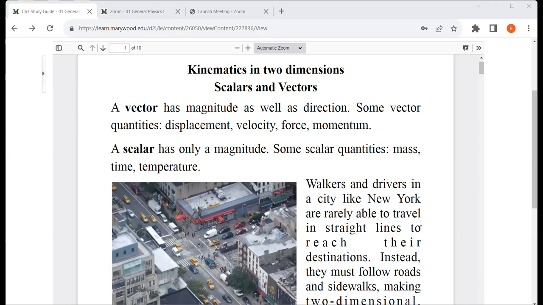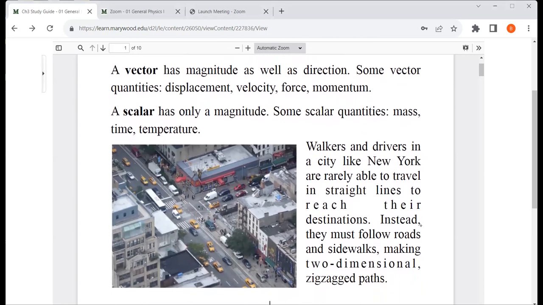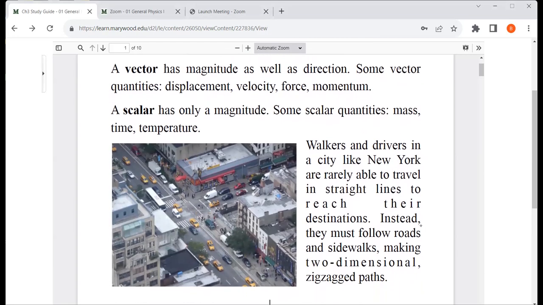So in this chapter, we are going to basically combine the motion in x direction and motion in y direction together. Okay, so before we learn about that, first let me briefly review the scalar and vector and the vectors in 1 dimension. Okay, and then in the next slide we are going to learn how to combine vectors in 2 dimension.